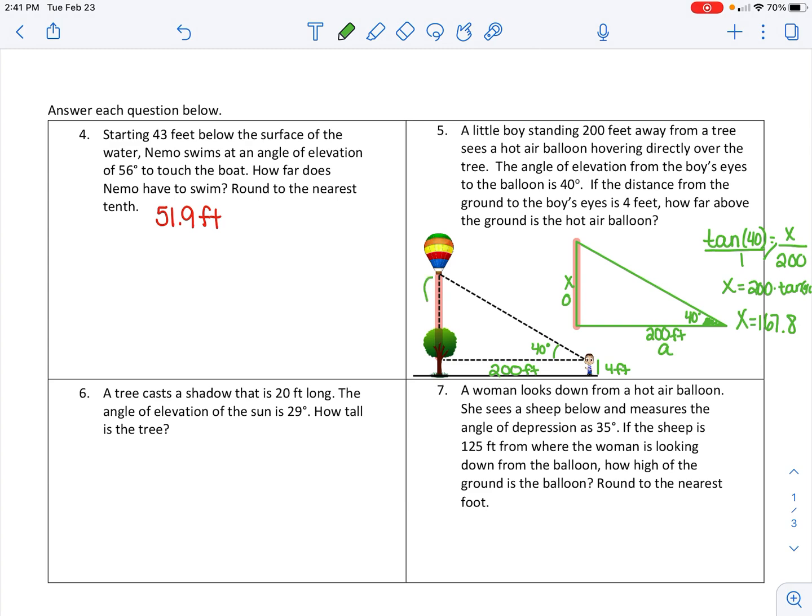Now, that's the distance from here to about the center of the tree. So we have 167.8. Now, the only thing that we need to do from here is add in the 4 feet from the ground to the boy's eyes to his line of sight. So we're going to say plus 4 here, which gives us a total of 171.8 feet. That's how high the hot air balloon is in the sky.